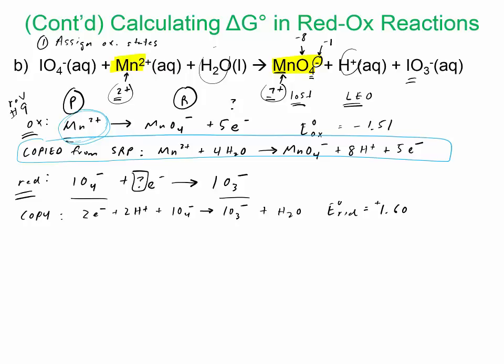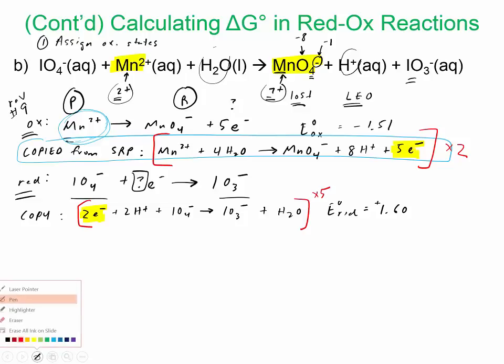Okay, so now I need to balance my electrons here. In this one I had 5 electrons, and in this reaction I only have 2. So the number that they have in common would be 10. So I'm going to take this whole thing and multiply it by 2, and I'm going to take this whole thing and multiply it by 5 so that they balance. All right, and I'm going to put everything together at once here and then cancel out everything that's similar.